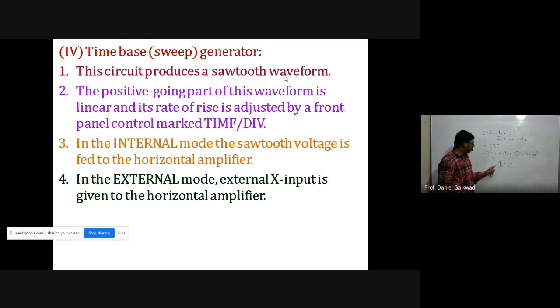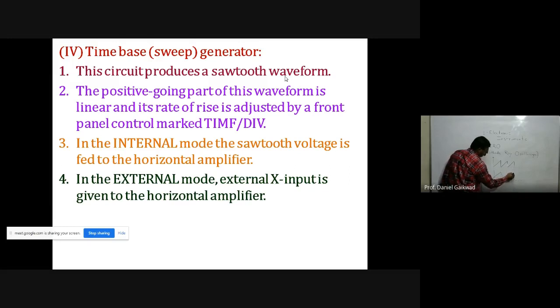Amplitude goes on increasing, then suddenly becomes zero. Amplitude goes on increasing, suddenly becomes zero. So this is the ideal case. But in practice, there is a small difference. A certain time is required to go from maximum to zero. So in a practical sawtooth generator, the signal will look like this. The amplitude goes on increasing, and a certain time is required to become zero. So instead of directly zero, a small time is required to go from maximum to zero.